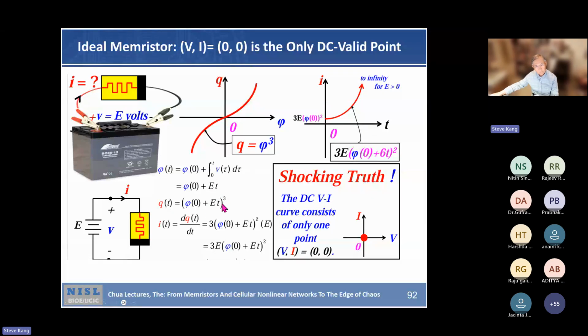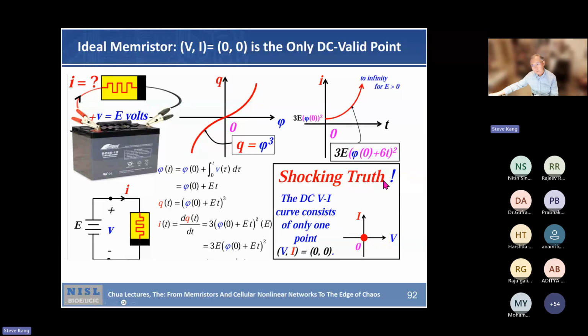If you put the cube here, and then take a derivative, i(t) is equal to dq/dt. So if you take the time derivative, it's 3 times (phi naught plus Et) squared, times E. So it becomes 3E (phi naught plus Et) squared. So this is what is happening. Whatever this phi naught is, you start from here and increase polynomially. As time increases, it becomes infinity, which destroys this memristor.